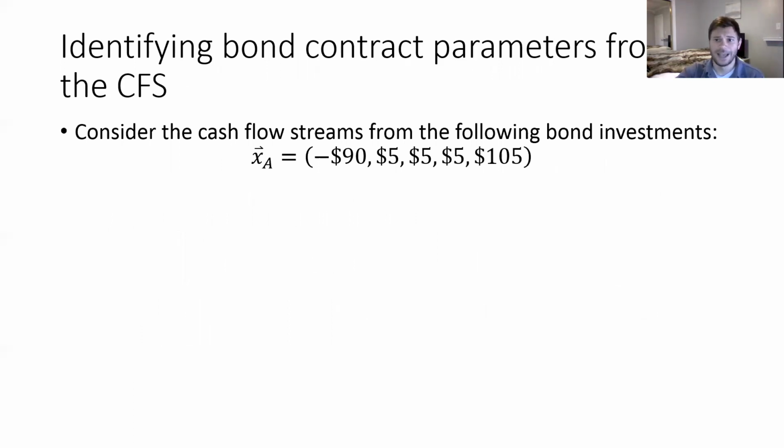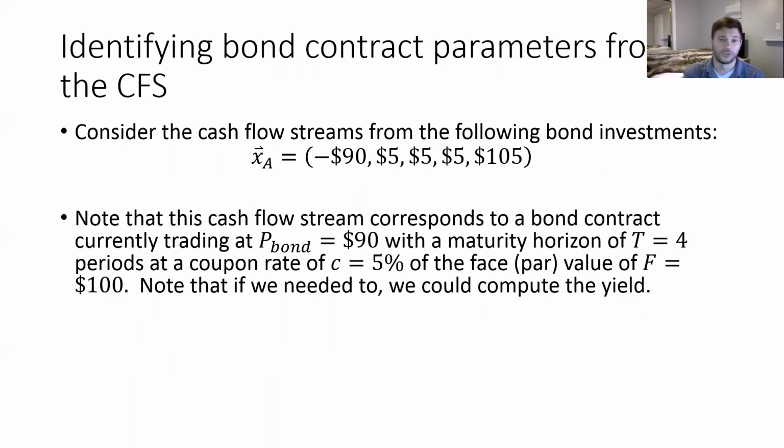So given that cash flow stream, it's not impossible for us to back out the parameters associated with this bond contract. Okay, the price is 90, the maturity horizon is 4. We collect payments for 4 periods. Coupon rate is 5% of that face value of $100. So if we wanted to, we could compute the yield here.